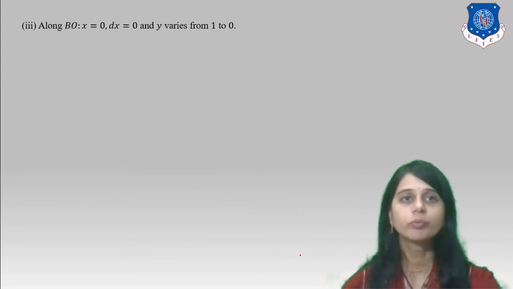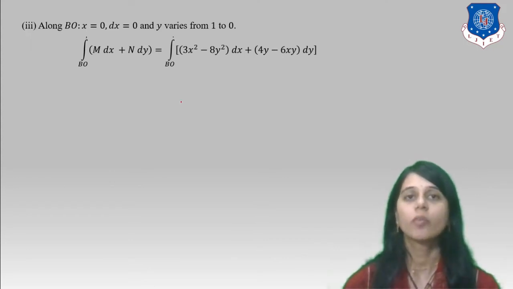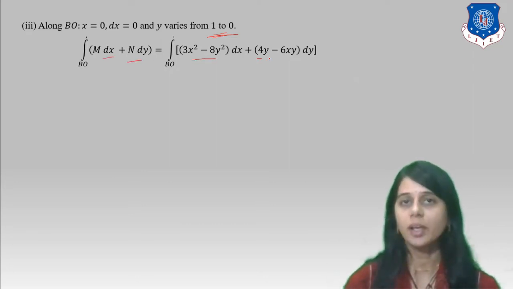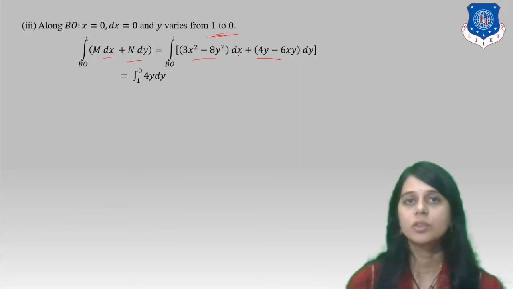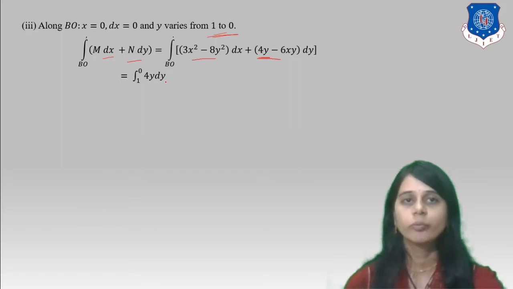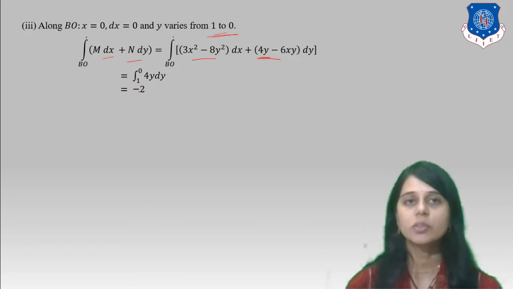Now taking BO, x equals 0, dx equals 0, and at that time y varies from 1 to 0. Integration of M dx and N dy, put x equal to 0. If x equals 0, then dx equals 0, so we have only the 4y dy term, which gives 4y²/2. We take y² from 1 to 0, upper limit minus lower limit, and the answer is −2.